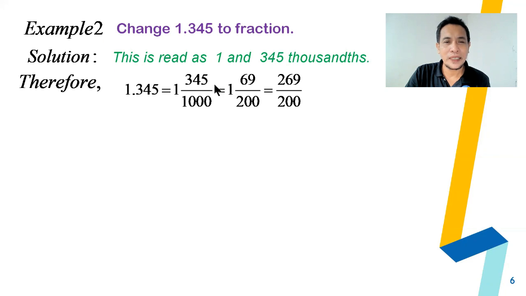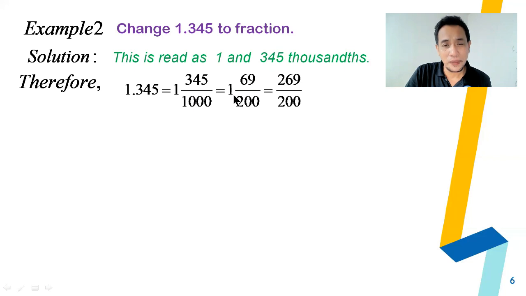By 3, no, by 5. 345 divided by 5 is equal to 69, and 1000 divided by 5 is equal to 200. So 1.345 is equal to 1 and 69/200.